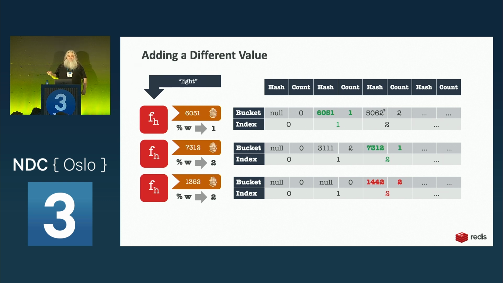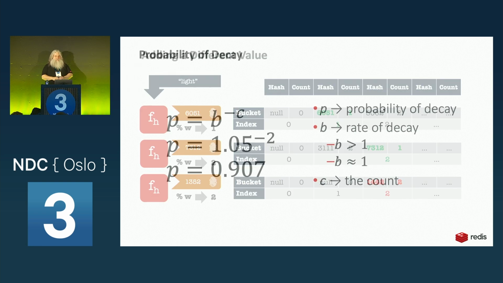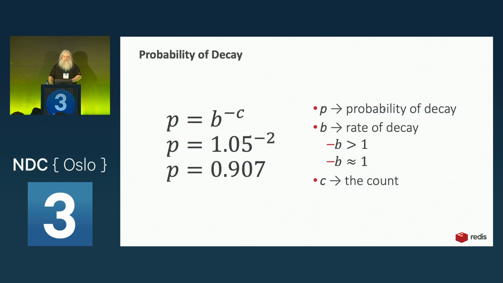And this calculation uses fairly simple math, where the probability of decay, the probability of erosion, of reducing that count by 1, is equal to a magic rate value that we put in when we create the heavy keeper, which is greater than 1, but very close to 1. I'm using 1.05. And then we take that number to the power of negative the count. So we've got 2 things in there. Our count is 2 that we're trying to see if it erodes or not. Take it to negative 2.